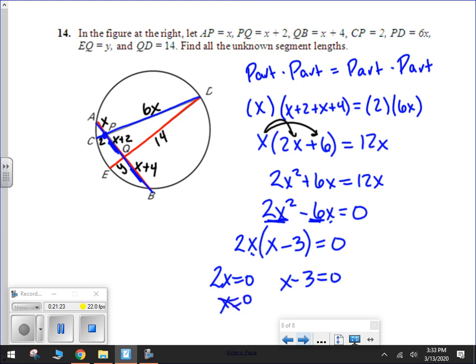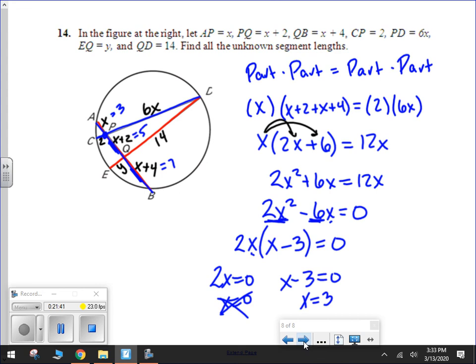And now I can loop back, and I can find my y's. Because now I'm going to use this, because I know all those lengths. And I have my y here. And the y chord, the ED chord, intersects that chord, AB. So that's why I'm going to use those 2.